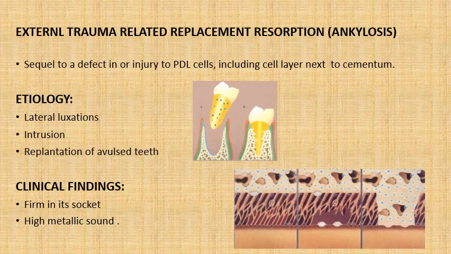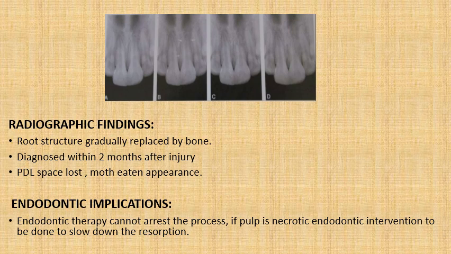Then this is a replacement type of resorption. Again, it's because of a trauma, and for clinical findings, the patient will be asymptomatic except the tooth will be very firm in the socket, and when you percuss, you will hear a high metallic sound. This is an important MCQ question. So this is how the radiograph will look. Your root structure will be completely replaced by bone, and your periodontal ligament space will be completely lost.